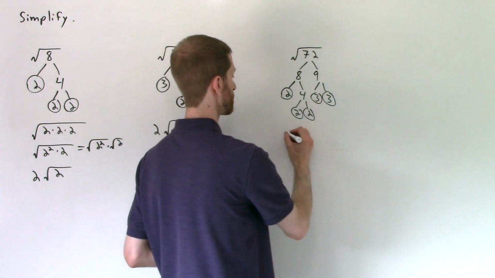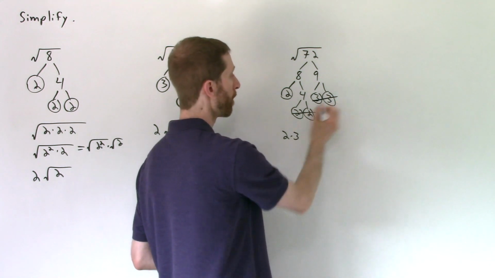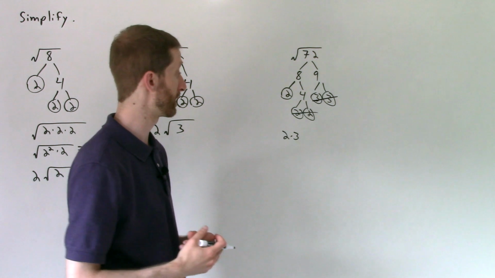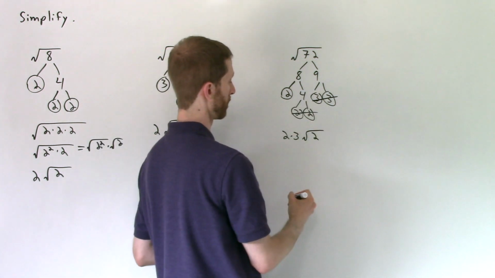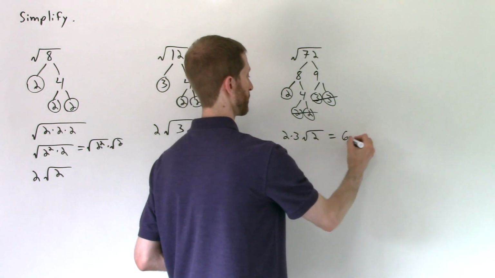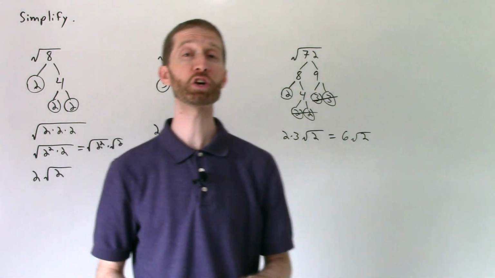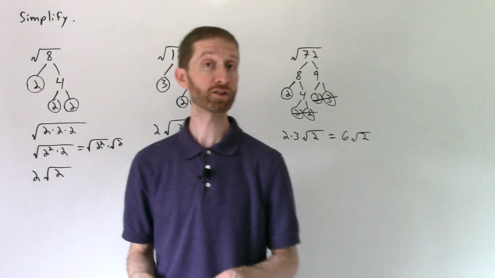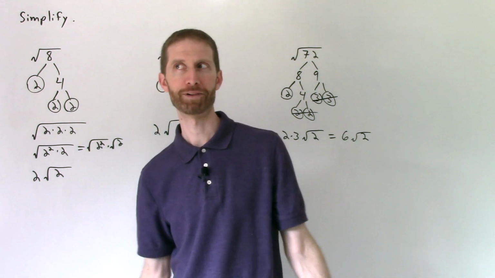We have 2's, so they're going to go to the outside, and we have a pair of 3's. They're all being multiplied on the inside, they'll be multiplied on the outside, so you have 2 times 3, with a 2 remaining inside the square root, the radical. 2 times 3 is 6, you get 6 root 2. All right, so again, this has been a quick video on how to use factor trees to simplify square roots. Again, check out that preferred method. It's preferred for a reason.